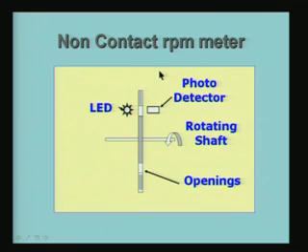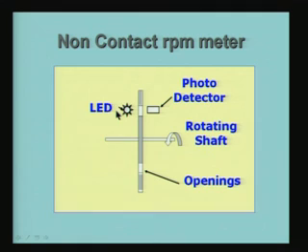This is a non-contact RPM meter. In fact, there are many variations of this. The one which I have shown here is only one such thing, and I will describe one or two more on the board. So, what does it contain? It contains the rotating shaft which is connected to the engine or whatever whose rotational speed I want to measure, and there is a wheel. This is the wheel with holes in it. In this case, I have shown two holes at 180 degrees apart. There can be more holes or there can be only one hole depending on the particular design.